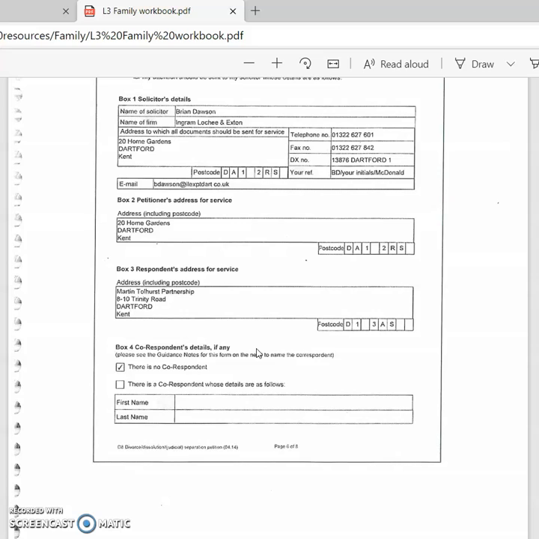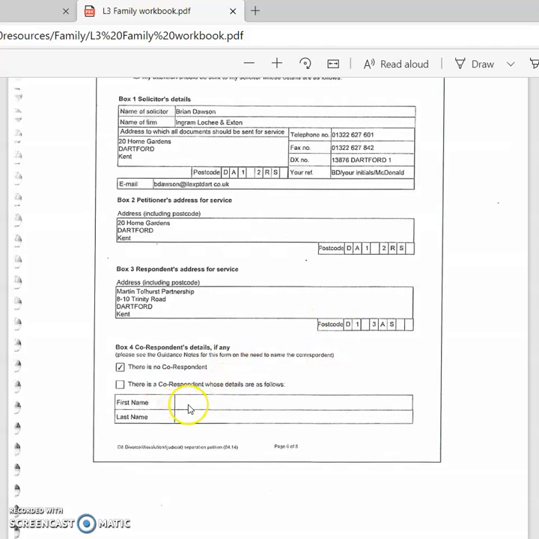Now, the bit where it says about co-respondent, if you remember me telling you this, if he had committed adultery with someone else, you can make a bitch move and name the person he had sex with outside the marriage as the adulterer, and she would be the co-respondent. But there isn't one in this case. This is just him being violent. There was no adultery. So we're going to put there is no co-respondent.